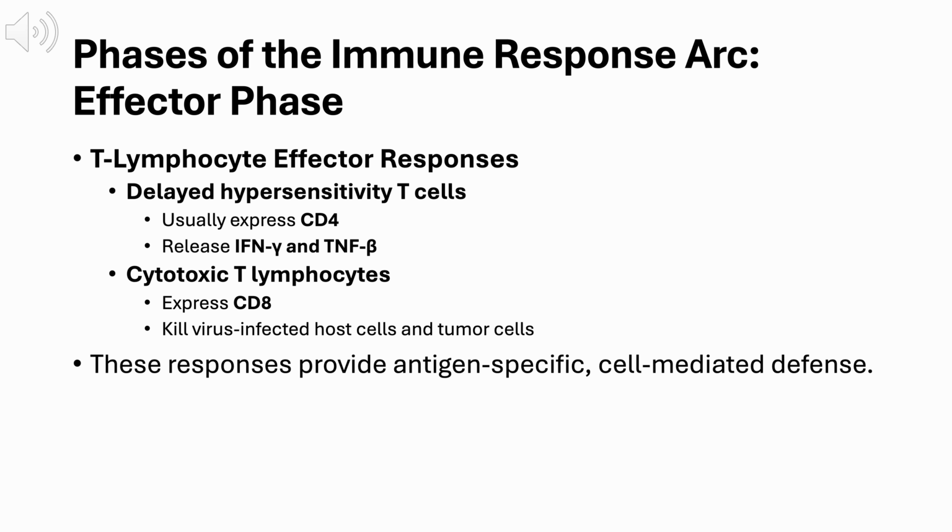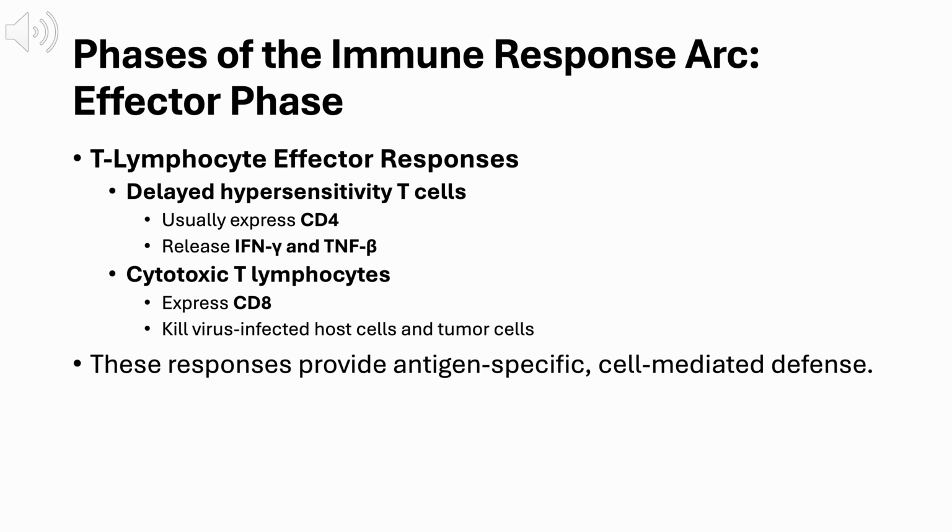Let's detail the T-cell effector arm, which splits into two functional types. First, delayed hypersensitivity T-cells. These usually express CD4, and they work by releasing cytokines, interferon gamma and TNF-beta, that recruit and activate other cells, especially macrophages. This is the engine behind granuloma formation and the tuberculin skin reaction, and we'll see it repeatedly in ocular disease. Second, cytotoxic T lymphocytes. These express CD8, and they're direct killers. They destroy virus-infected host cells and tumor cells on contact.